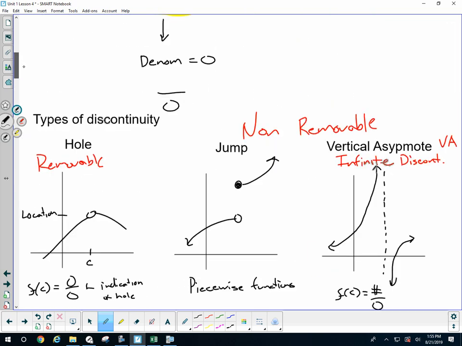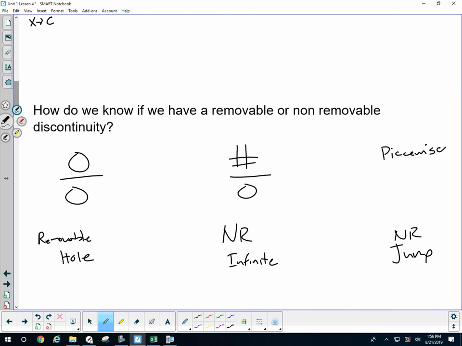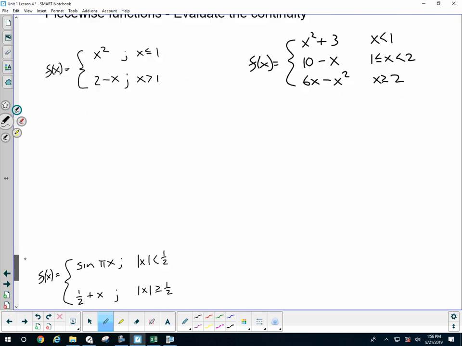and say we got either piecewise functions for jumps or this kind of absolute value of something divided by the same thing function. Okay. When do you have a non-removable jump? Either a piecewise function or an absolute value of x over x, something like that. Cool. Well, let's talk more about piecewise functions.